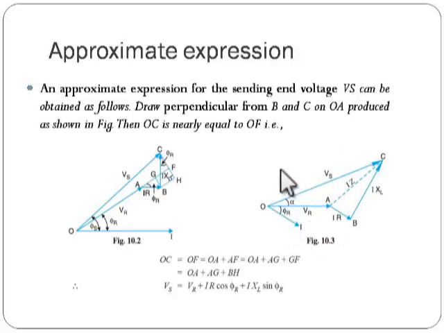So from this, OC is nothing but OF. OF is nothing but OA plus AF. AF is nothing but AG plus GF. So further I simplify: OA, AG as it is. GF is also equal to the extension of the line BH, so this value and this value are almost equal. So I equate GF equal to BH. So the sending end voltage from the phasor diagram is VR plus IR cos phi r plus IXL sin phi r.